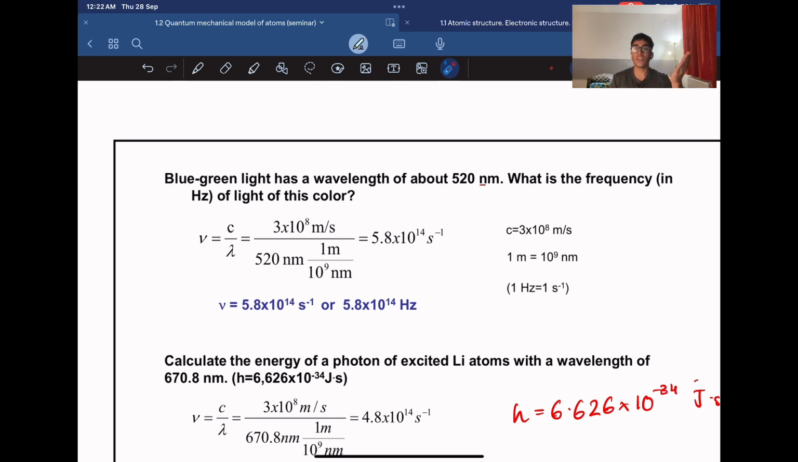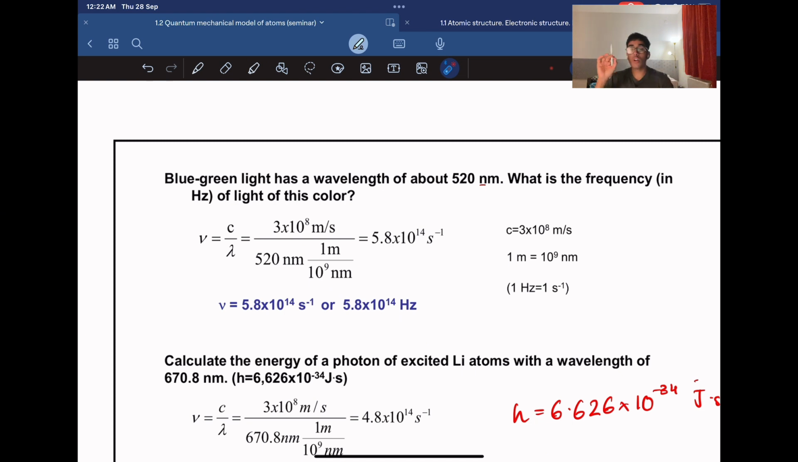Speed of light is 3 into 10 raised to 8 meters per second. So using our formula, C is equal to frequency into wavelength, that is C is equal to lambda nu. We can rearrange the formula in a way which can help us find nu, which is frequency. And that's what we've done here. Nu is equal to C by lambda. C we already know. Lambda we had in nanometers here, 520 nanometers.